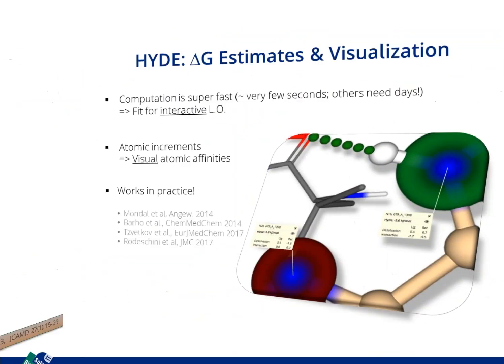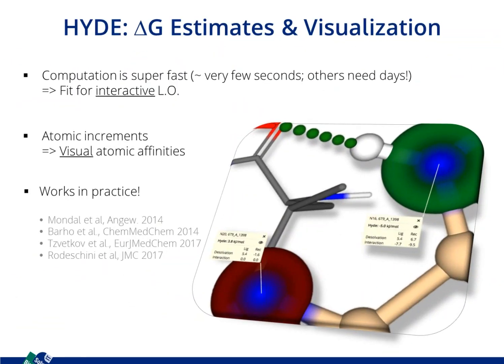Okay, so putting together, the scoring function is really relatively simple, so it's super fast to calculate, only a few seconds. Other methods need hours and days even for it on much more hardware, while this runs on a single CPU. So it is really fit for interactive lead optimization.